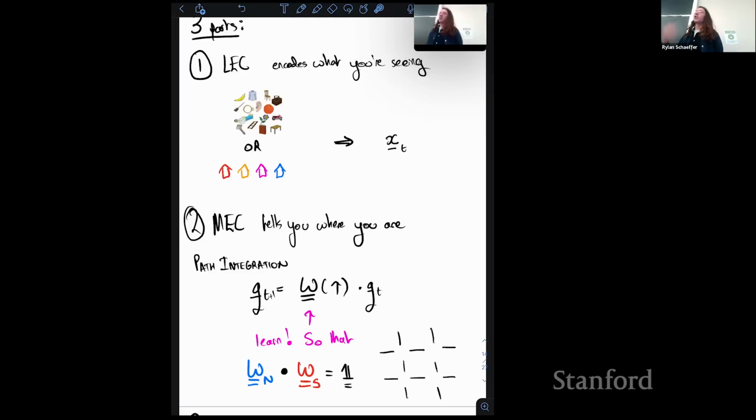Okay, and those matrices are going to have to obey some rules. For example, if you step north, then step south, you haven't moved. And so the step north matrix and the step south matrix have to be inverses of one another so that the activity stays the same and represents the structure of the world somehow. Okay, so that's the world structure part.